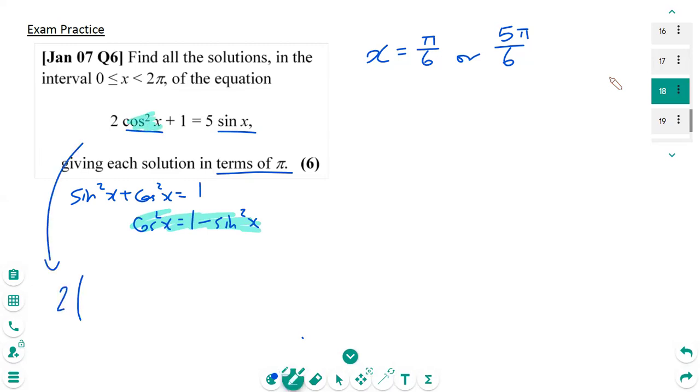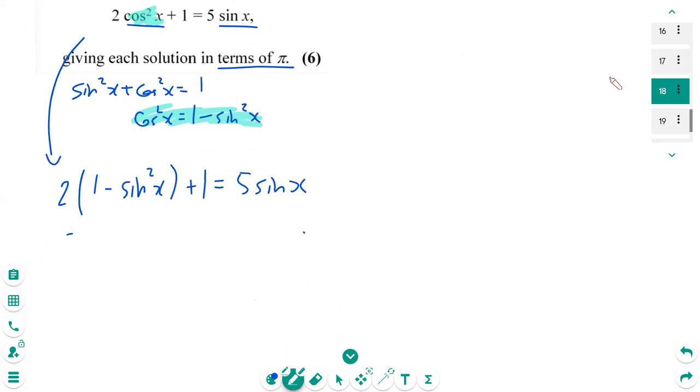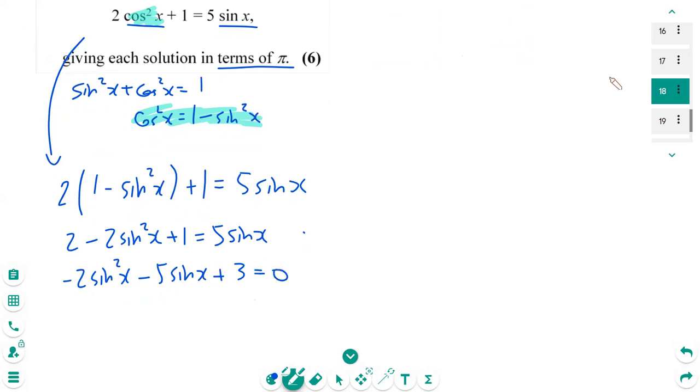So I'm going to replace cos squared x with a bracket, 1 minus sine squared x, plus 1 equals 5 sine x. And then expand the bracket, make it into a quadratic. So 2 minus 2 sine squared x plus 1 equals 5 sine x. Bring it over, so minus 2 sine squared x minus 5 sine x plus 3 equals 0. Right? You don't get any marks for showing how to factorize it. So if you put minus 2, minus 5, and 3 as the coefficients in the calculator, you should get sine x equals a half, or sine x equals minus 3. But minus 3 is rejected, because sine is bound between minus 1 and 1.